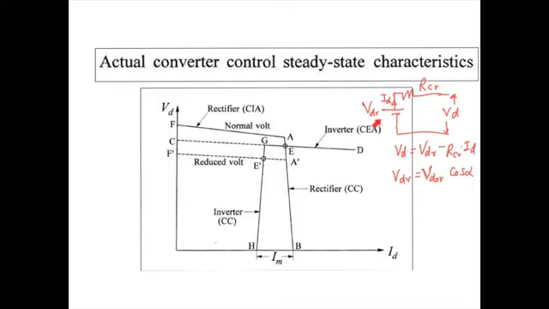Now we know that the rectifier can be expressed by considering this electrical equivalent circuit, where VD is shown here, and this is the output voltage of rectifier, that is VDR. This is VD, that is the DC voltage of the link. This is the expression which represents this equivalent circuit. This VDR is VDO into cos alpha, where VDO is 3 root 3 EM by pi.